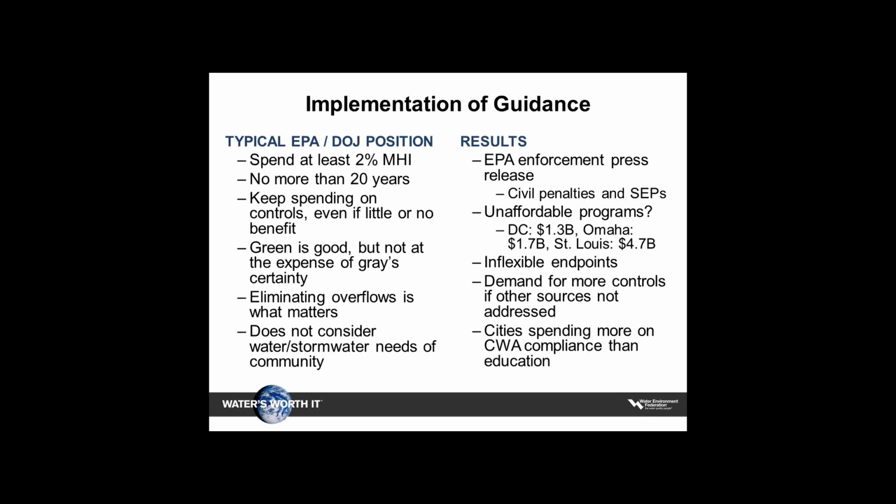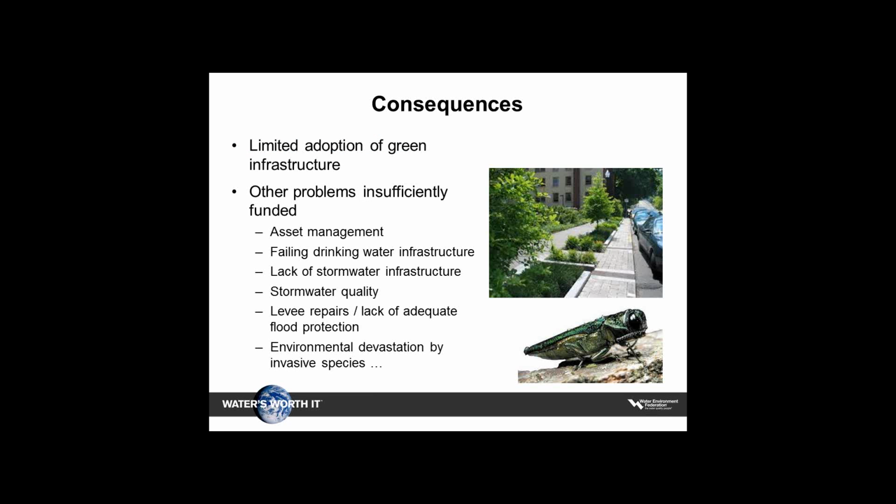And we had places where cities were spending more on Clean Water Act compliance than they were on education. And so we also had limited adoption of green infrastructure, and then all the other environmental problems that cities face are essentially insufficiently funded. And one of the key things in the Midwest is the emerald ash borer, which has really wiped out all of the ash trees, and that has an environmental consequence for communities as well as aesthetic issues.